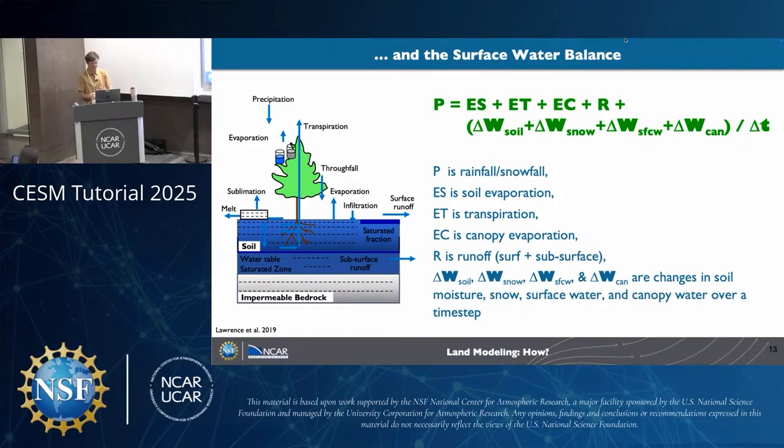canopy. I can't remember what this one even is. That's not a good sign. Not sure. Anyway, there's another bucket somewhere in here. Snow, I'm not sure what it is. That's all right. Oh, surface water and canopy water. Okay. So again, we're balancing the fluxes of water to and from the land surface.